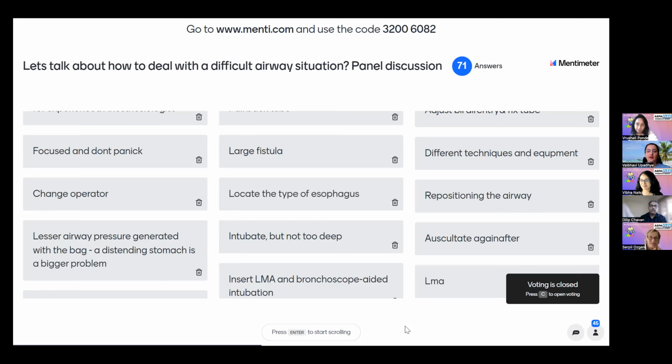Right. And Rovina, do you want to add anything about the infant feeding tube? Just a quick mention. Yeah, if you have bag mask ventilation for a period of time, or you have inserted an LMA successfully ventilating the baby, but the stomach gets inflated, it would also cause impairment of the ventilation.